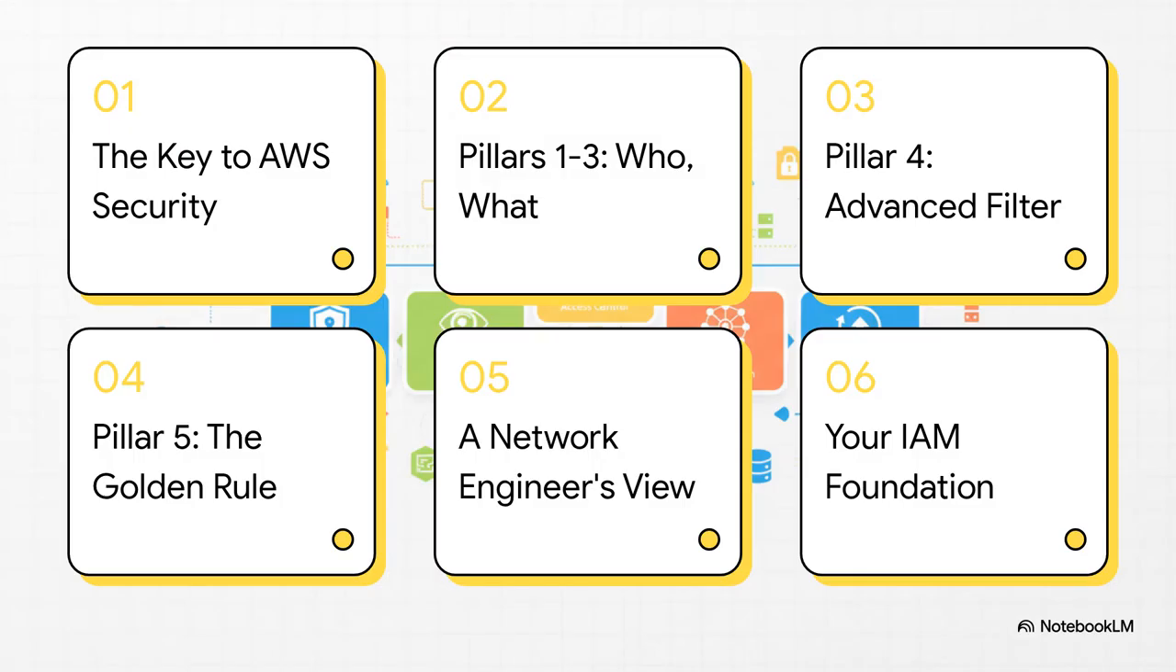All right, here's how we're going to tackle this. We'll start with the key to AWS security, then cover the first three pillars: who, what, and where. After that, we'll get into the advanced stuff with Pillar 4, cover the golden rule with Pillar 5, and then look at it all from a network engineer's point of view to really tie it all together.